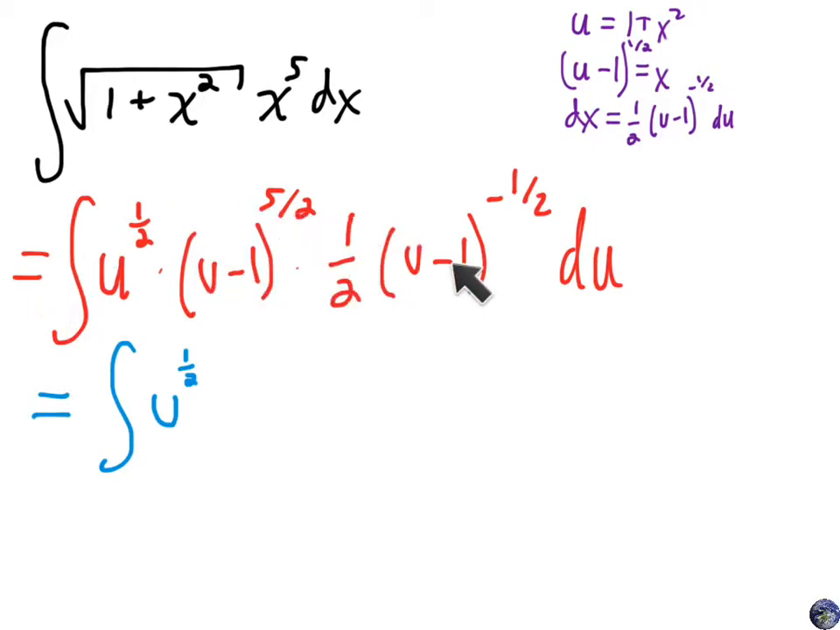So the bases are the same. So when the bases are the same, you add the exponents together. So it's u minus 1 to the 5/2 plus negative 1/2. Hey, that's just 2, right? 2.5 take away a half is 2. So it's u minus 1 squared. And so that was these two put together. And now the 1/2 I'm going to pull it outside. And don't forget we still have the du hanging out there. So we got the du, the 1/2 on the outside.